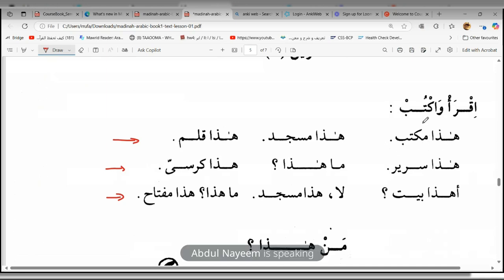Do you know what maktab means? Maktab is institute. No, a desk. Desk. Sorry. Haza maktab. Haza masjid. Haza qalam. Qalam is pen. Very good. And this is a mosque. Next, go ahead. هذا سرير. What does that mean? سرير means bed. Very good.